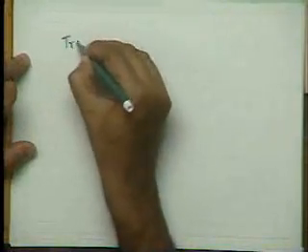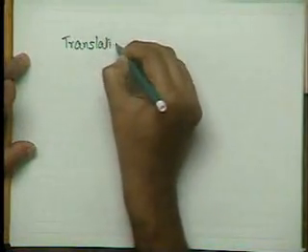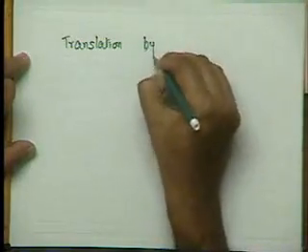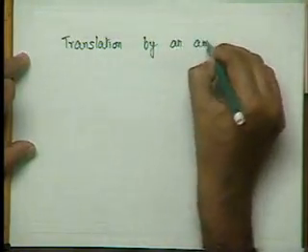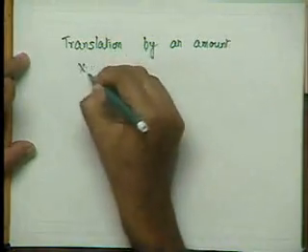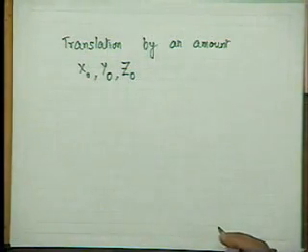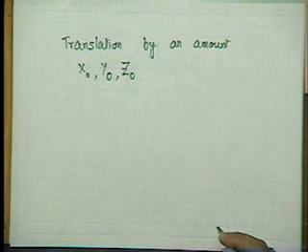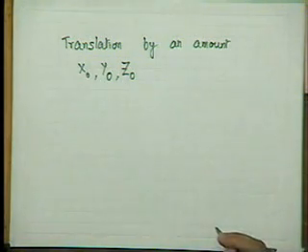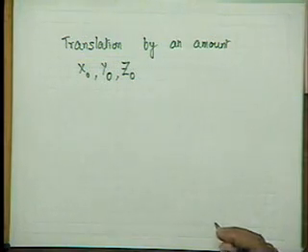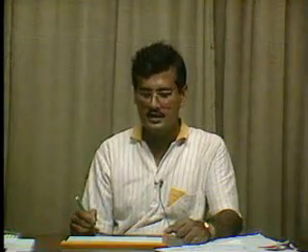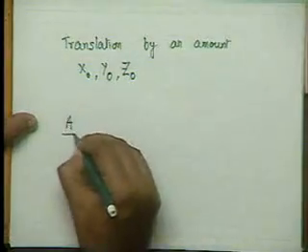So now to take the simplest case, let us consider the case of a translation by an amount x0, y0, z0. So x0 is the translation in x direction, y0 is the translation in y direction, z0 is the translation in z direction. So if we have that, then can you tell me what will be the nature of this A matrix?